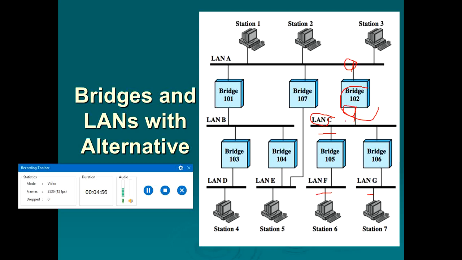Now suppose that a bridge receives a MAC frame on port X. Let's assume that this is port X. So the bridge receives a MAC frame on port X. Now the following rules will be applied.